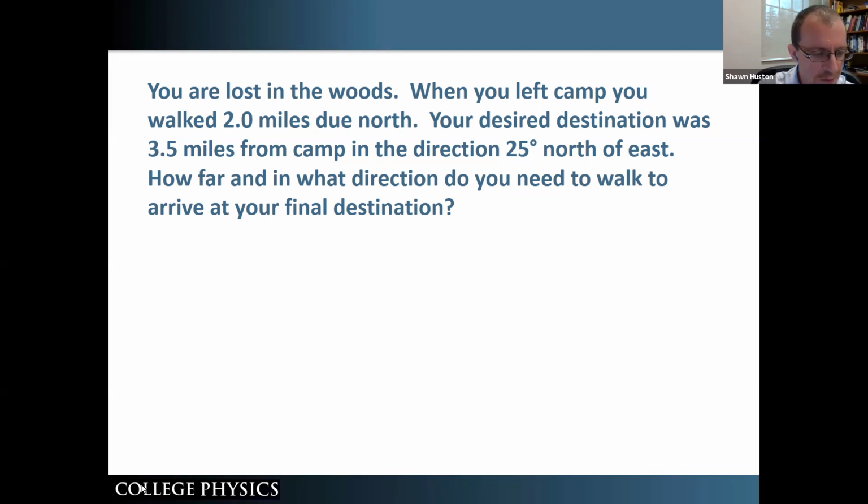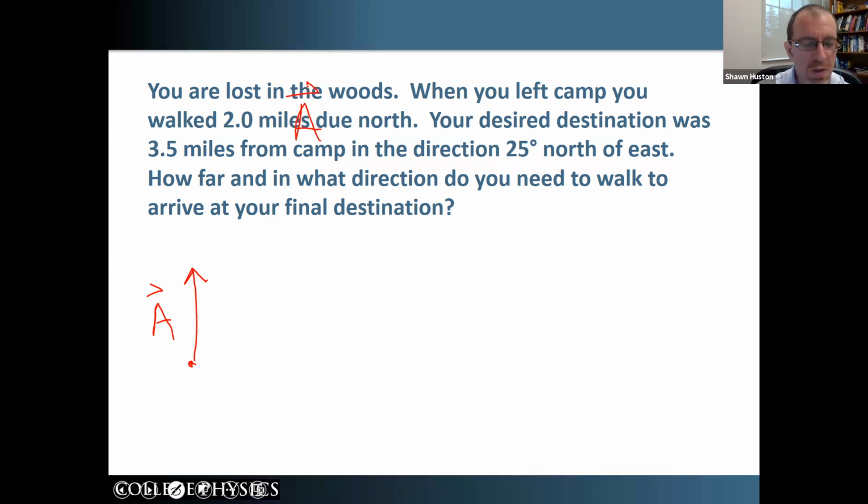All right. So the goal here is to figure out, you're lost in the woods, which way do I need to walk? So that's your goal. And as we do with many problems, the first step here is to try to draw a picture, draw a sketch of what's going on. So we're going to say that you left camp and then you walked 2 miles north. We're going to call that vector A. So we'll call this vector A, that 2 miles due north.